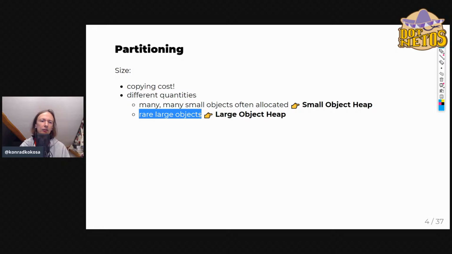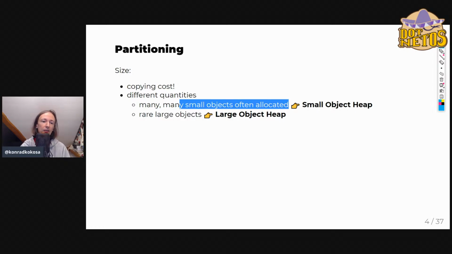Also, we know that we rarely allocate them, so maybe we do not need to be so concerned about their allocation speed because we expect not so many objects being allocated there. Quite the opposite in the small object heap, where you expect that we constantly allocate something, so allocators there should be super fast. So this is beneficial for sure.